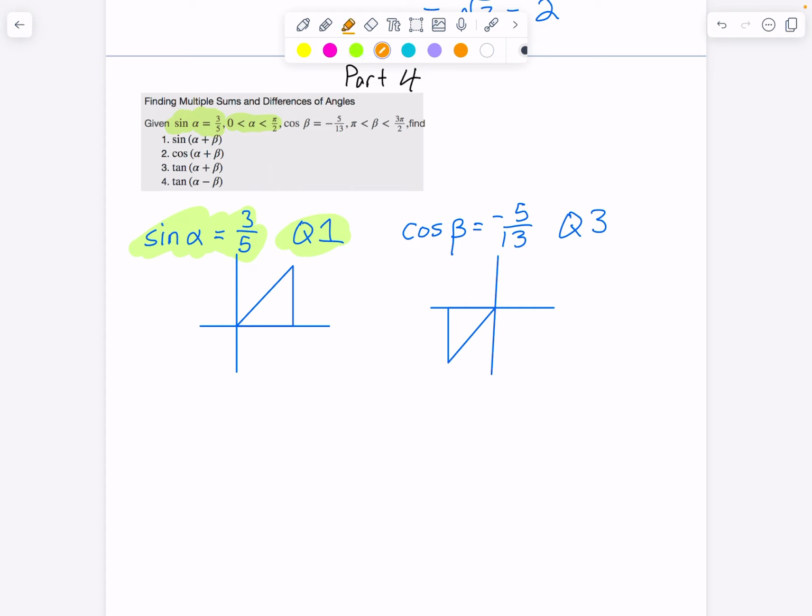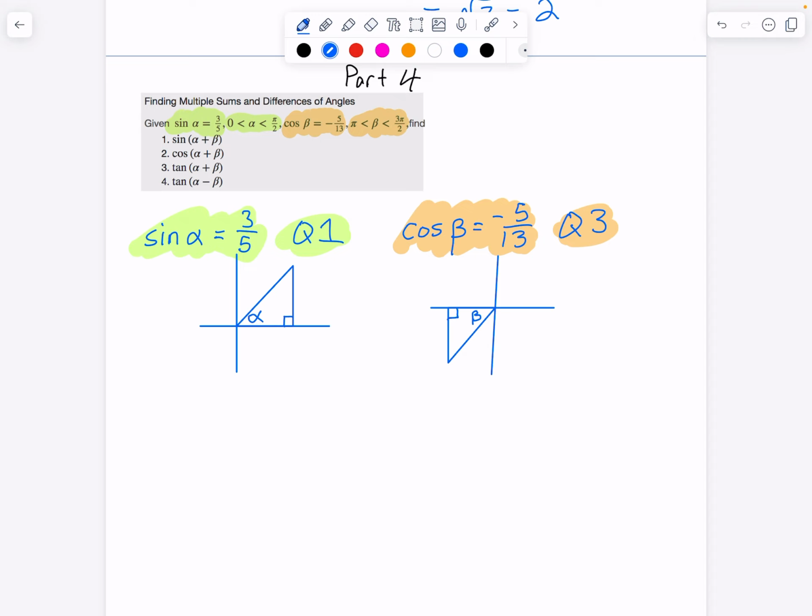Okay, notice in the second one it says cosine of beta is -5/13, I wrote that down. And then they said the angle beta is between pi and 3 pi over 2. Well, that tells me quadrant 3. So I drew my pictures, and what I'm going to do now is fill in my triangles for these. I have an alpha, I have a beta, and they gave me values given the sine and the cosine there.